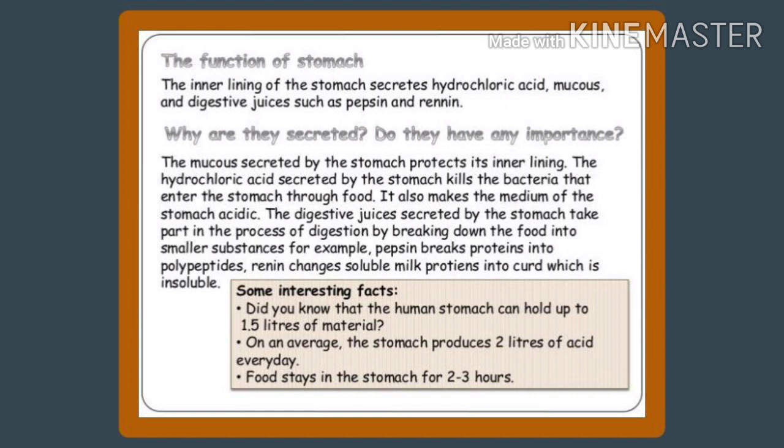Alright, so for today's class, we will study this much and then we'll continue on with the other topics in the next class, that is with the other parts in the alimentary canal.